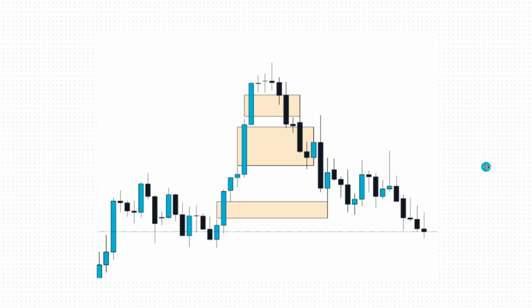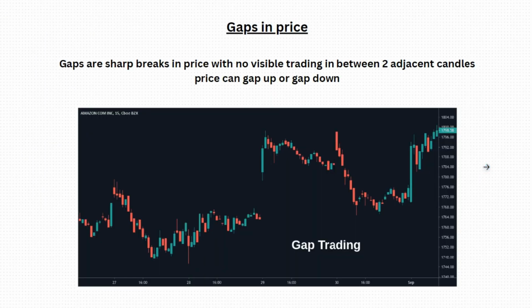So now, what is gap? Gaps are sharp breaks in price with no visible trading in between two adjacent candles. So a gap in price is when price opens away from the previous close. Mostly it happens on a weekend. So price can either gap up or gap down.